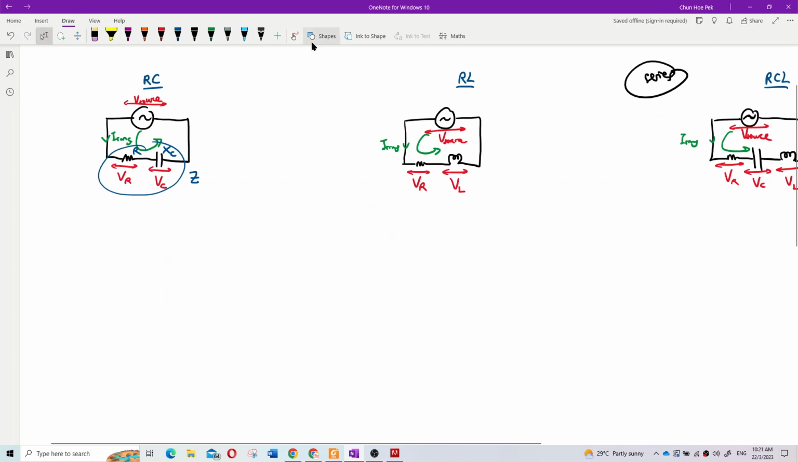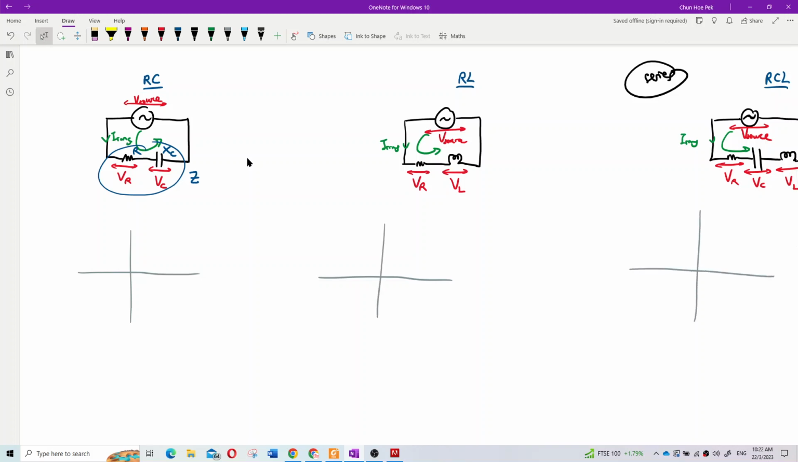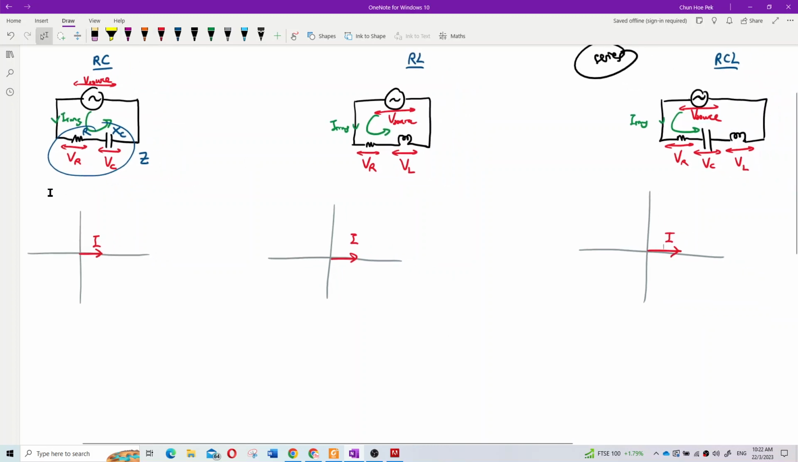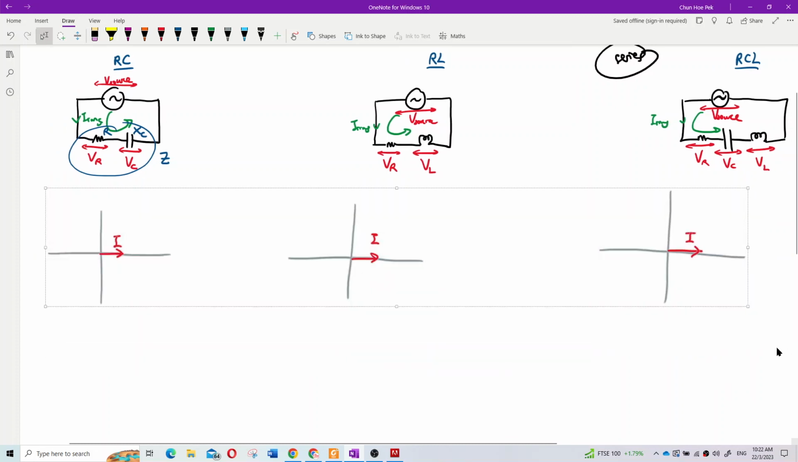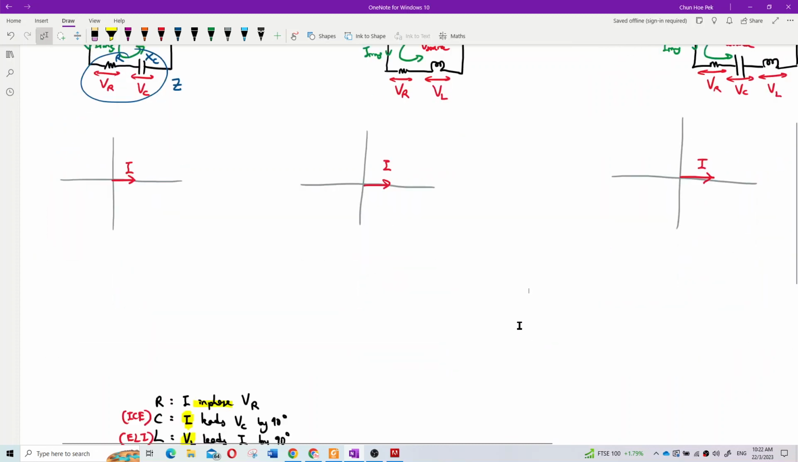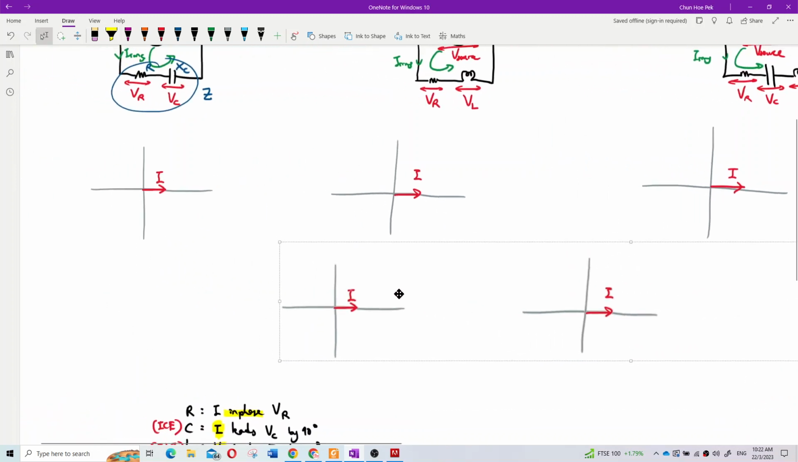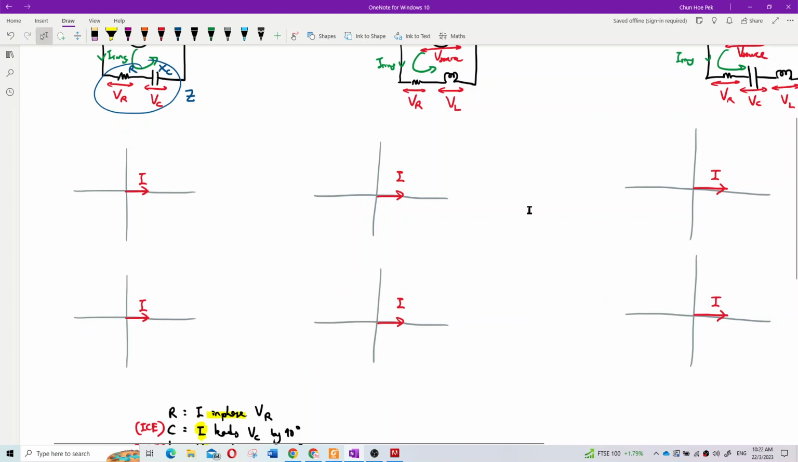Now, let us begin with the phasor diagram. I'm going to draw a phasor diagram. So for the RC circuit, we let the current sit at the x-axis first. We let the current sit here. Understand? In fact, I want to add one more here.